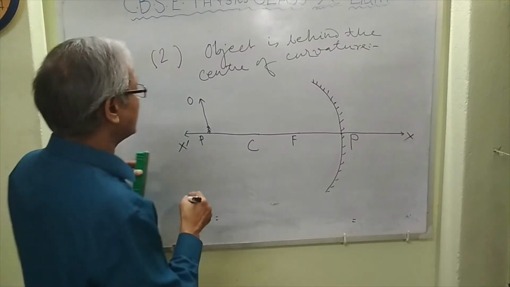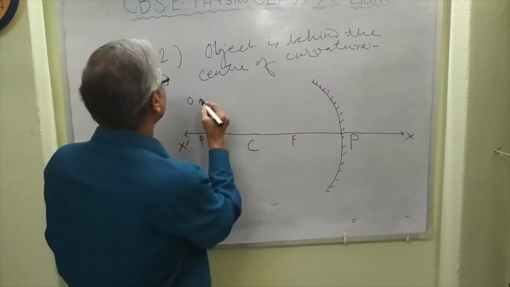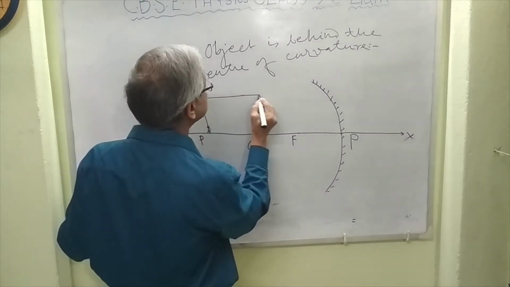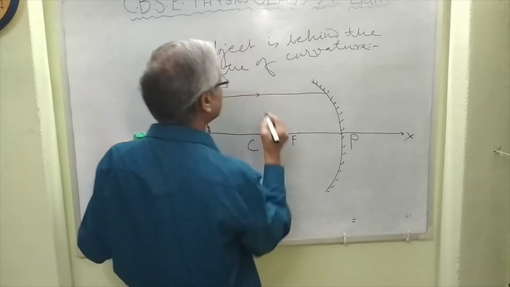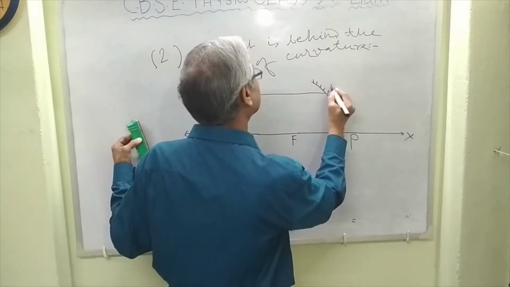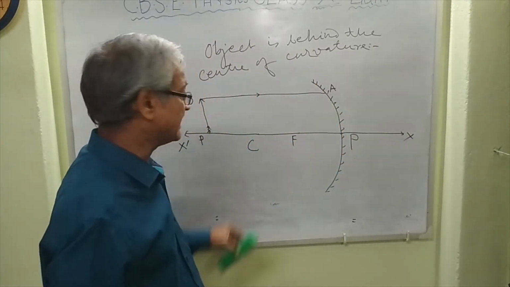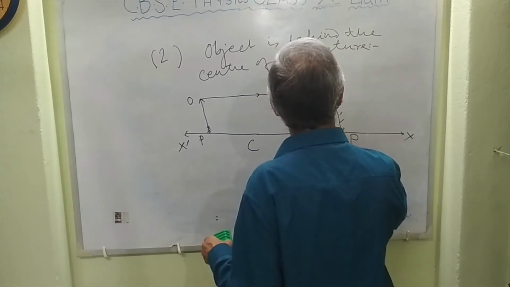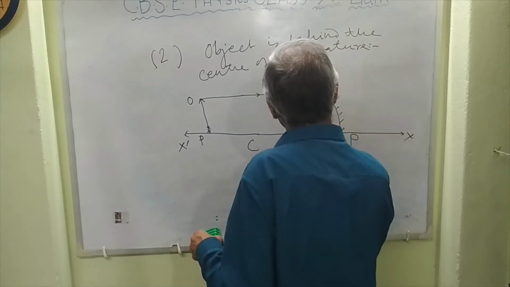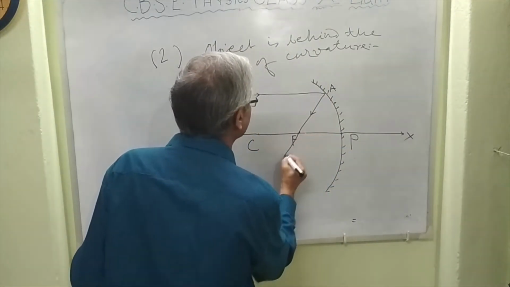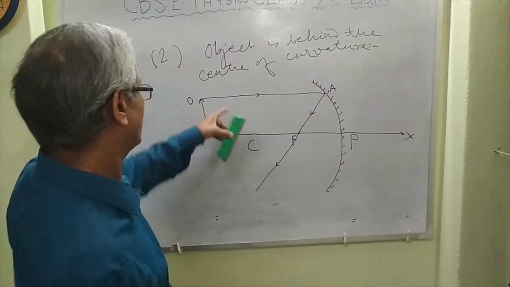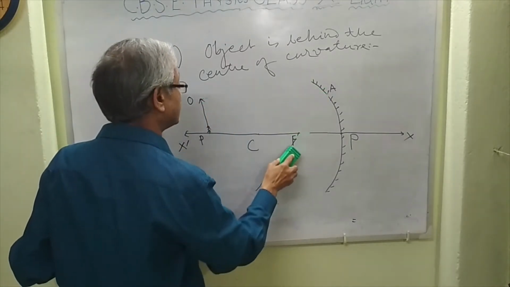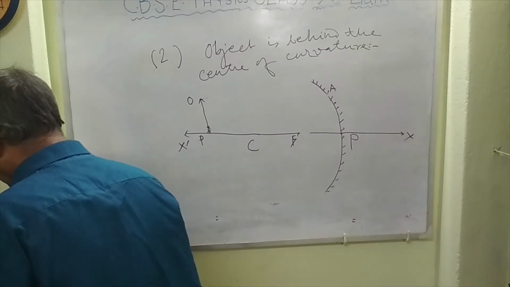Now, a light ray coming from the top point of the object OP parallel to the principal axis is incident at A. After reflection, it must pass through the focus according to the rule, according to experimental investigation. This is the ray OA. We write it in another color so that it will be prominent.